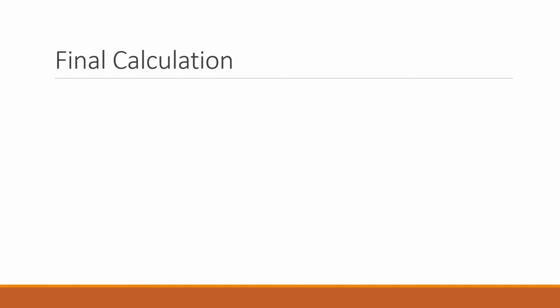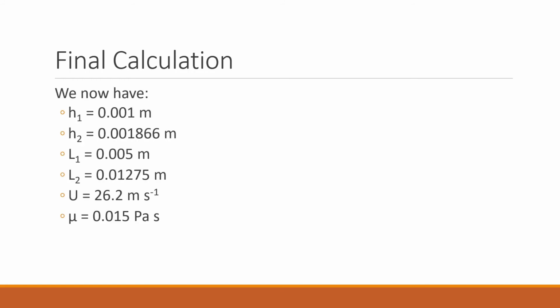So now we can move on to the final calculation, and so far we have H1 is equal to 0.001 meters, H2 is equal to 0.001866 meters, L1 is equal to 0.005 meters, L2 is equal to 0.01275 meters. The velocity of the lower surface u is equal to 26.2 meters per second, and the viscosity of the sewing machine oil is equal to 0.015 Pascal seconds. And from this we can work out that A is equal to 0, B is equal to L1, which is 0.0005 meters, and C is equal to 0.01775 meters.